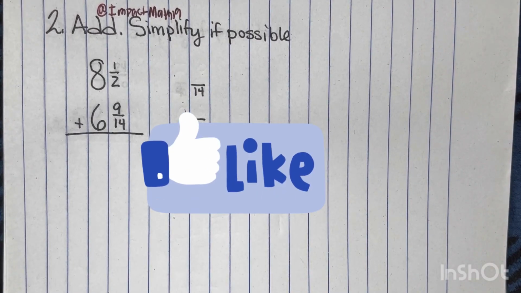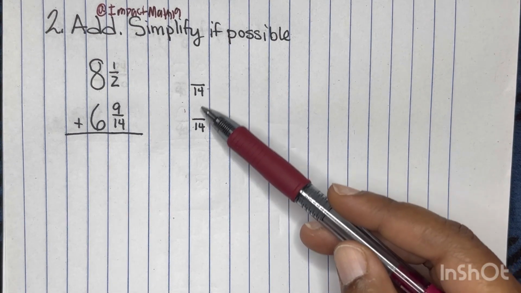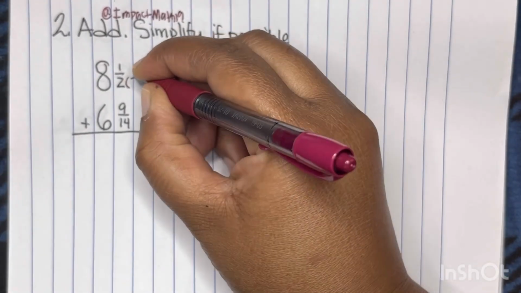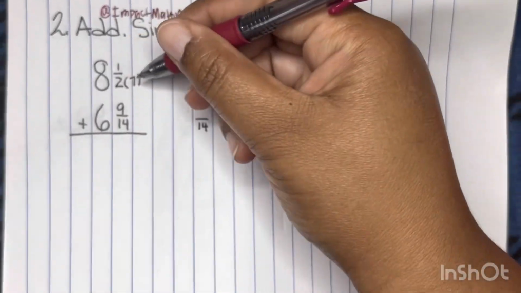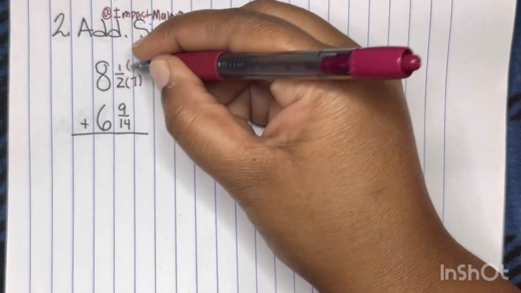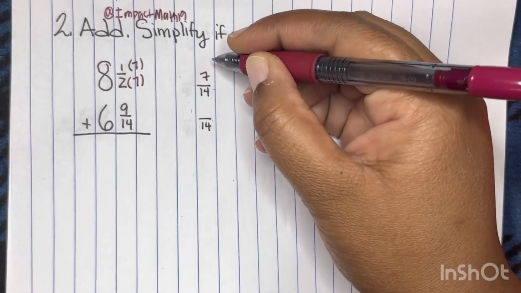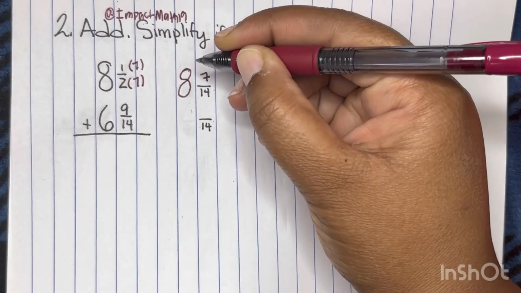We're going to add and simplify if possible. So we have 8 and 1/2 plus 6 and 9/14. Now they gave us our common denominator as 14. So what we're asking ourselves is 2 times what number, which is 7, equals 14. But what we do to the bottom, we have to do to the top. So 1 times 7 is 7. And we can carry over our whole number of 8.